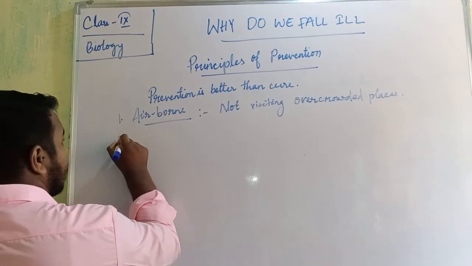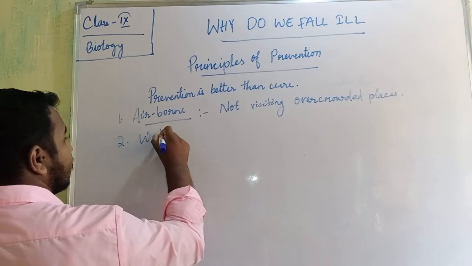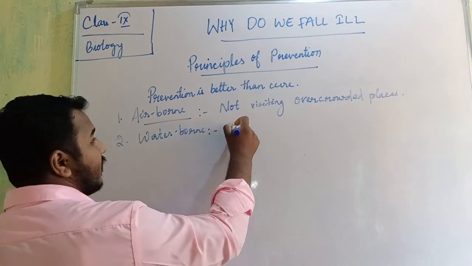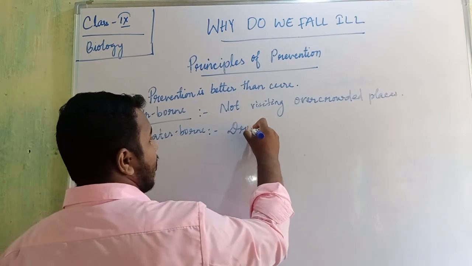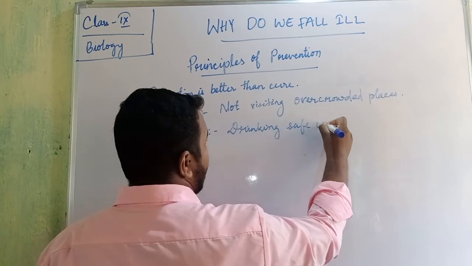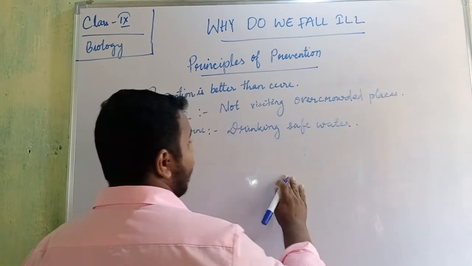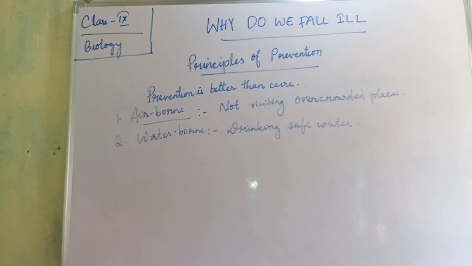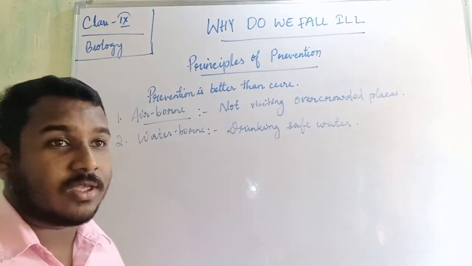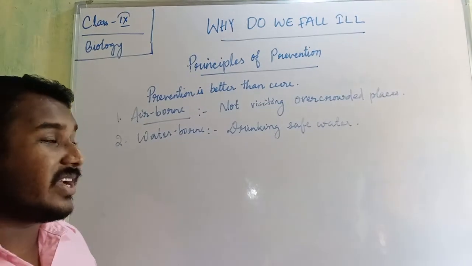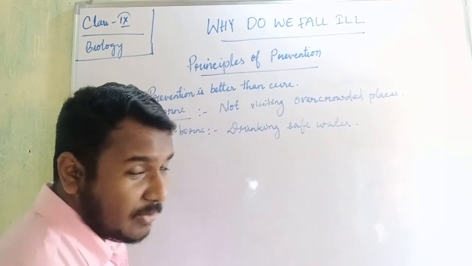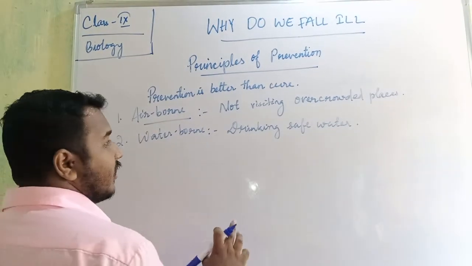Then second, waterborne diseases. Drinking safe water. Water should be safe. How? Either it should be treated with bleaching or chlorine to kill the microbes, or it should be boiled properly. Means the drinking water should be boiled properly, then you have to drink it.